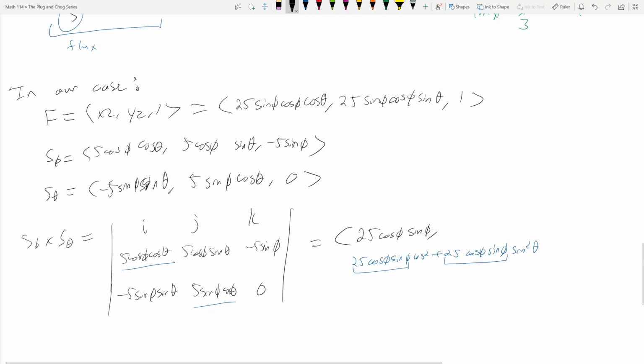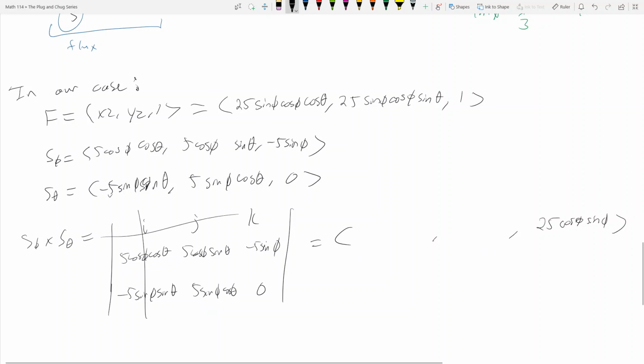Oh wow, that's the k component. Whoops, I did the k component first. That happens. So 25 cos phi sin phi, because in order to get these two terms multiplying each other, I cross out the k. Whoops, I did that backwards, but it's okay. That's correct. Now the i component gets me 25 sine squared phi cos theta, and for j you should get 25 sine squared phi sin theta. Okie dokes.